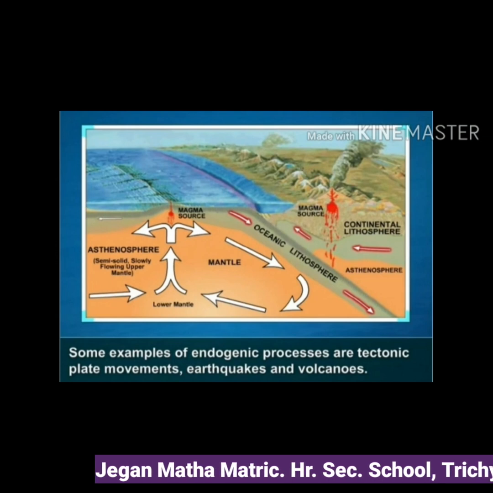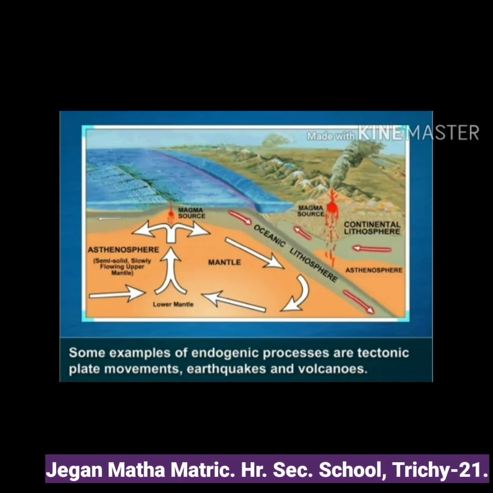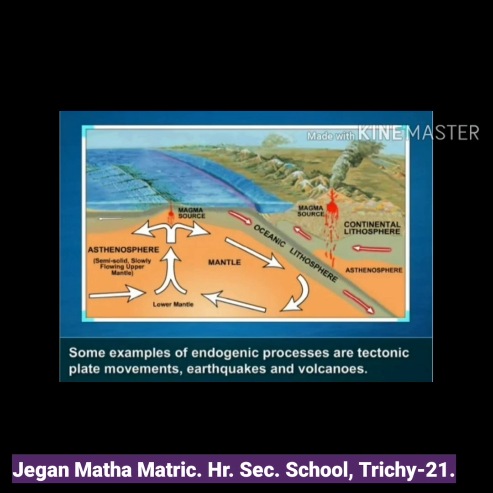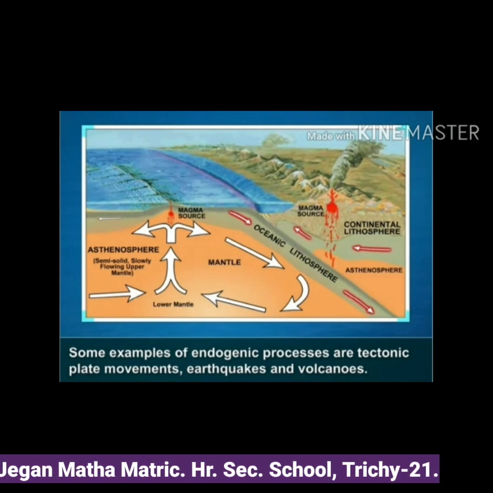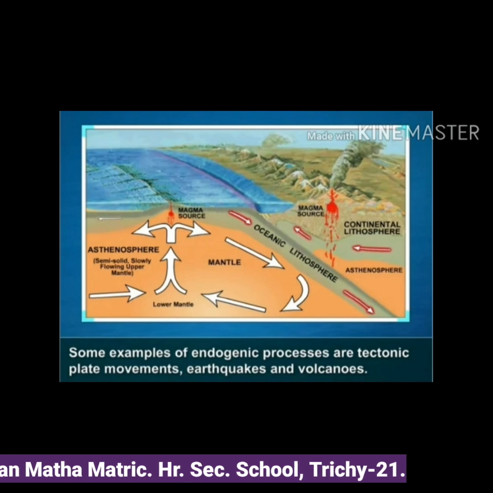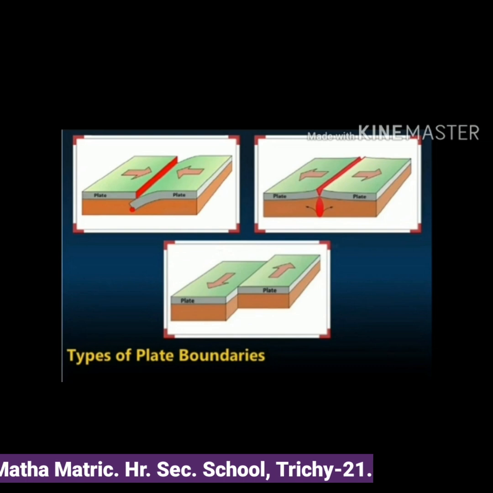Look at the picture. Some examples of endogenic process are tectonic plate movements, earthquakes and volcanoes. These are from the earth's interior. Next, look at the picture: the types of plate boundaries.